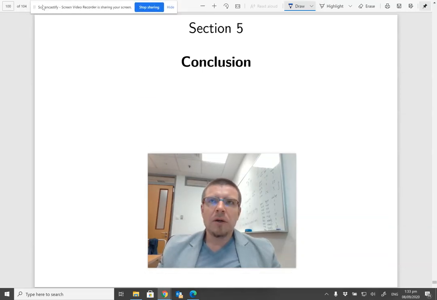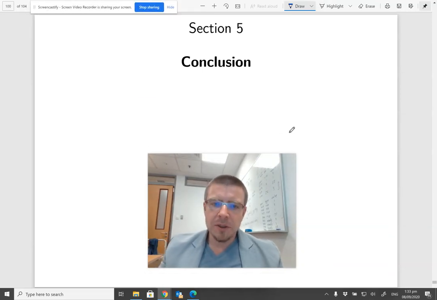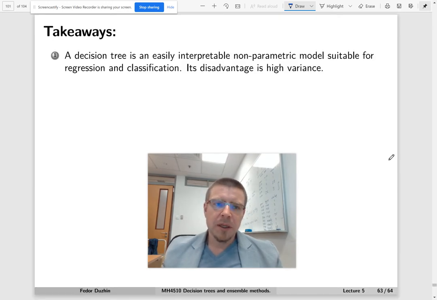All right, so now we have come to an end of the lecture. So let me just quickly summarize what we have seen today. A decision tree is an easily interpretable non-parametric model suitable for both regression and classification. It's easy to interpret, and it can also be used to estimate importance of variables. But its disadvantage is high variance, right?